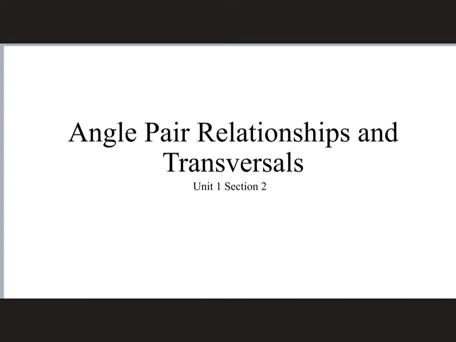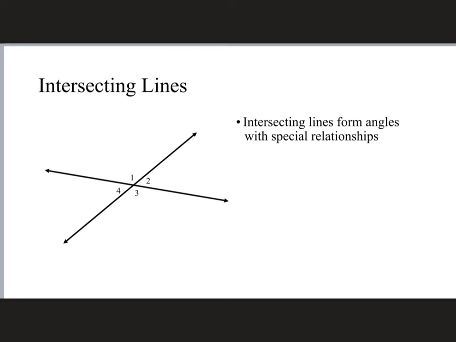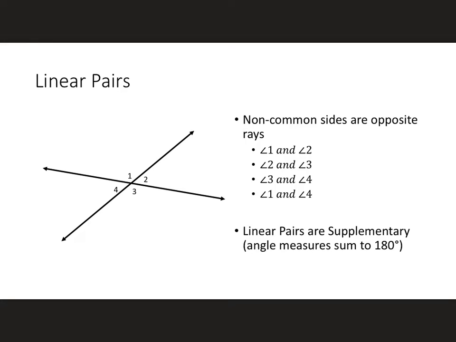Section 2 of this unit is all about angle pair relationships and transversals. When two coplanar lines intersect, they form four angles with special relationships. One of the relationships these angles may have is a linear pair. Linear pairs are two angles with a common side whose non-common sides are opposite rays, or more simply, two angles that together form a straight line.